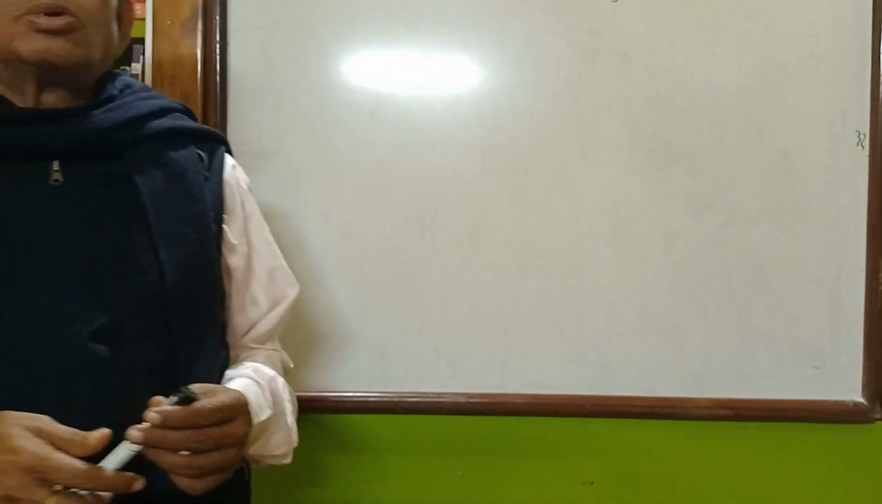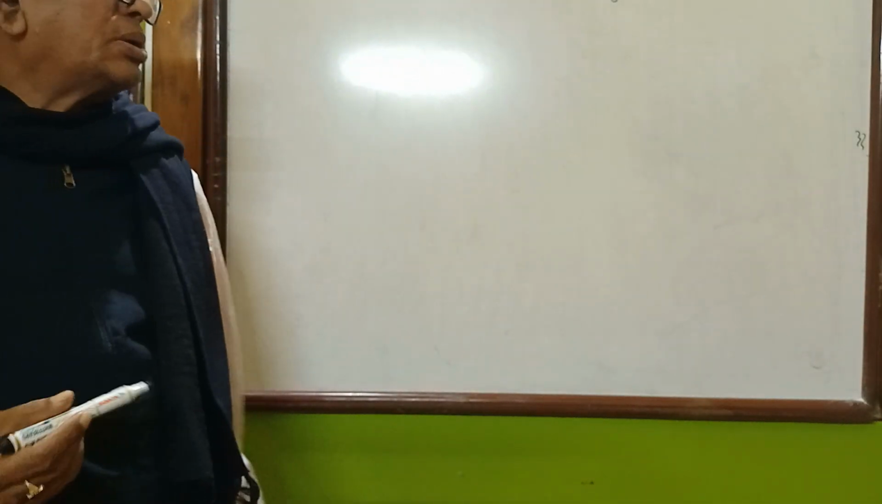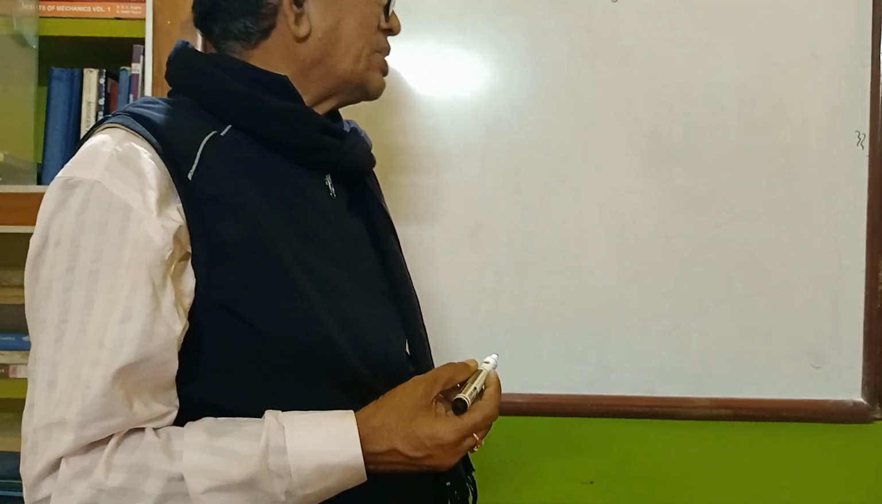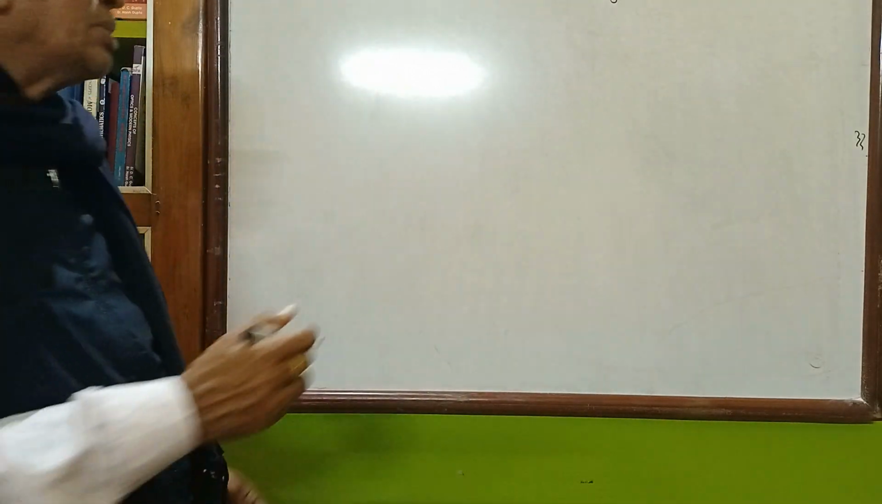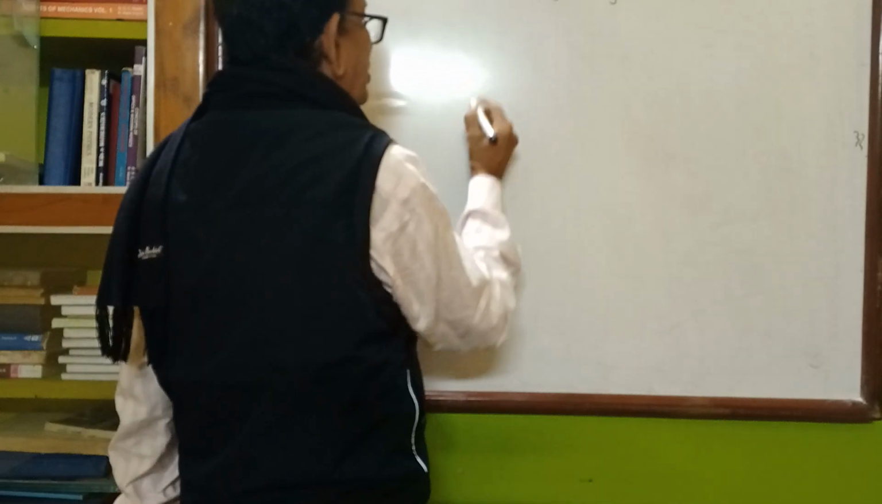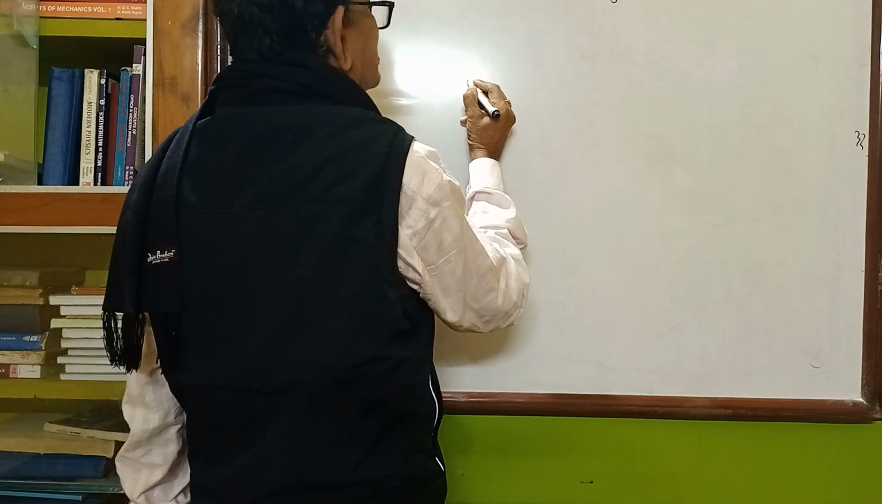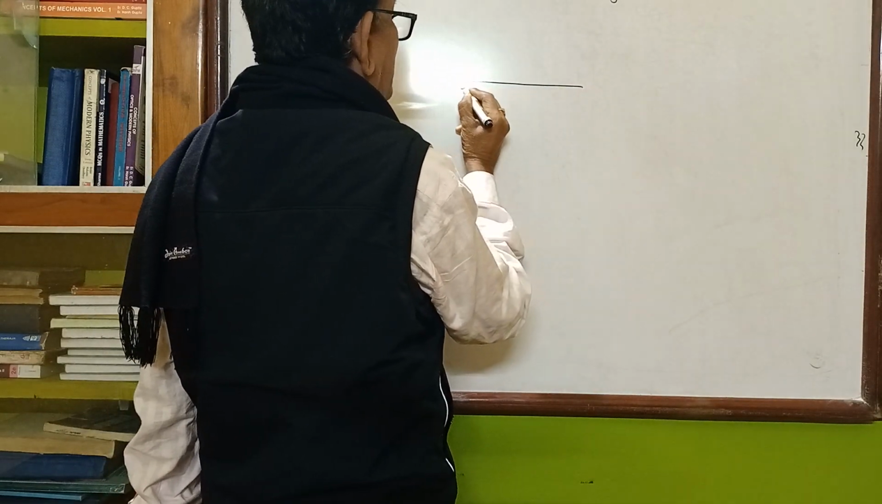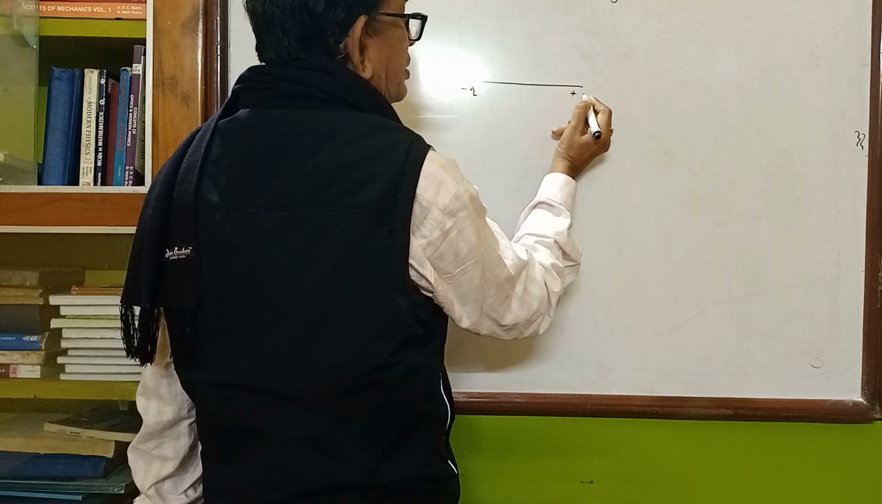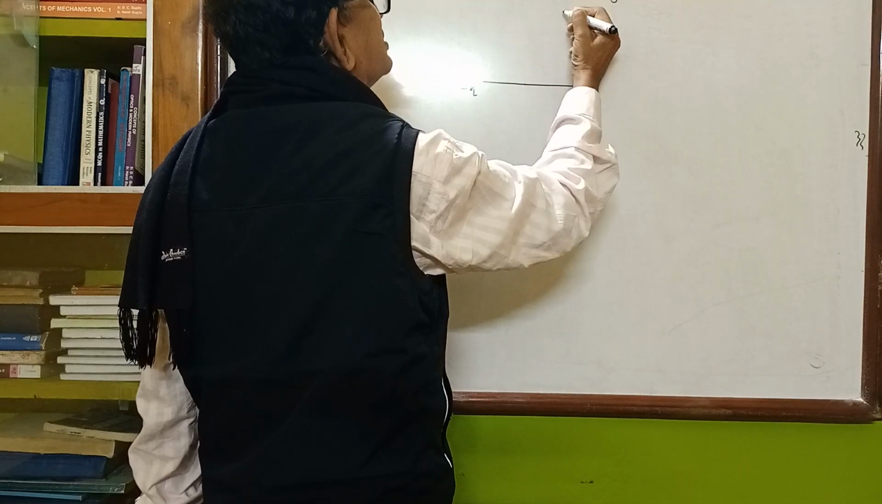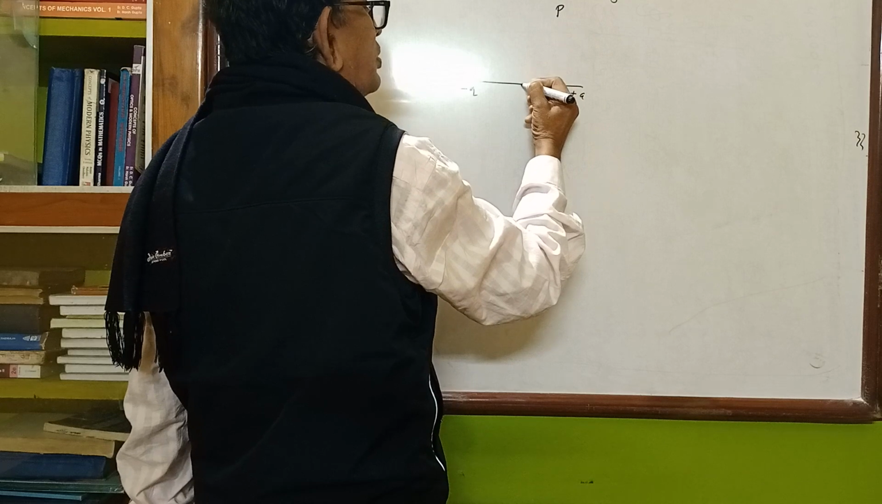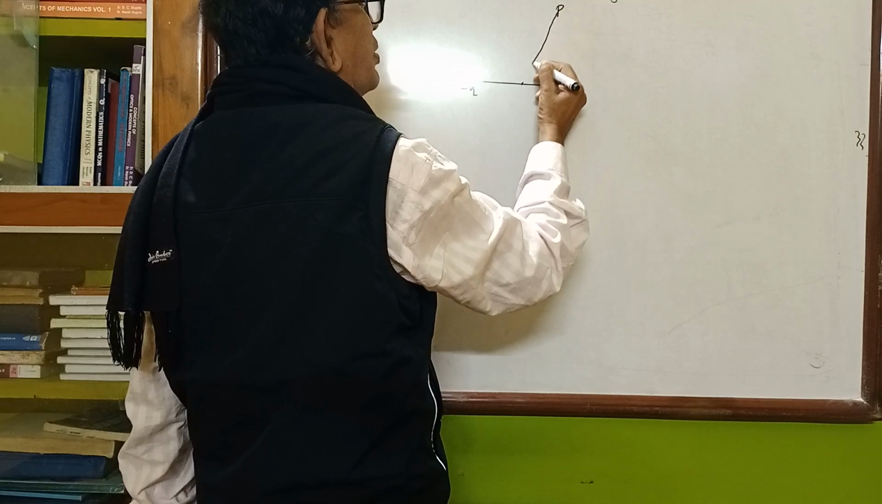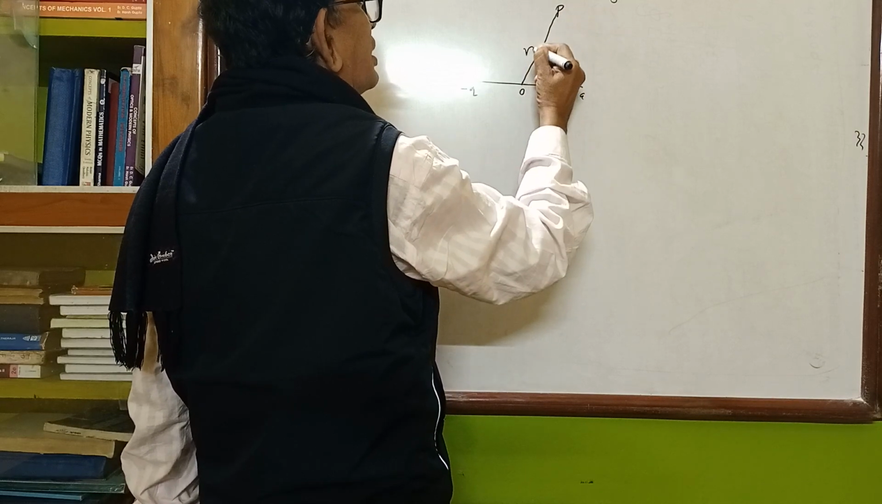Today my mode of discussion will be on dipole potential electric field by the polar coordinate method. Suppose let us consider a dipole, minus q and plus q. Now P is a point whose polar coordinate from the middle point O is r, theta.